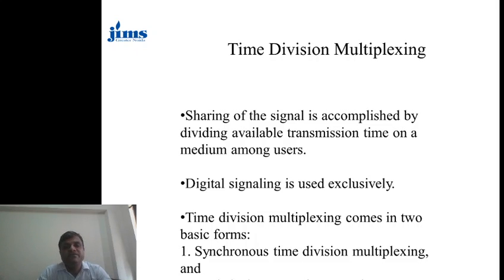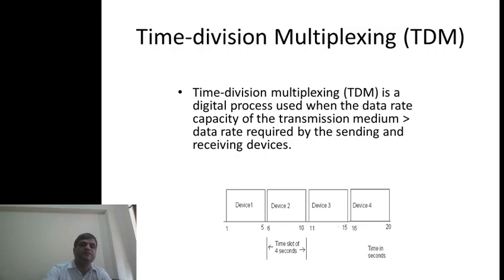In time division multiplexing, sharing is accomplished by dividing available transmission time on a medium among users. Digital signaling is used exclusively in time division multiplexing, which comes in two basic forms, synchronous and statistical. It means this is exclusively used in digital signaling. One is synchronous time division and second is statistical or asynchronous time division.